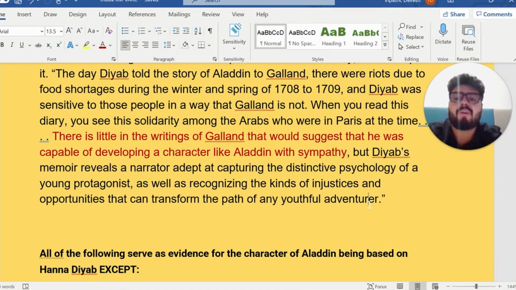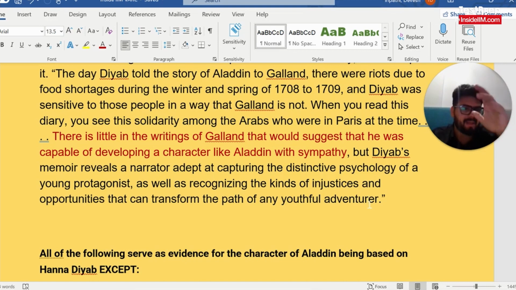But Diab's memoir reveals a narrator adept at capturing the distinctive psychology of a young protagonist, as well as recognizing the kind of injustice and opportunity that can transform the path of any youthful adventure. Fabulous, fabulous way to describe. Let's say, look, you are not the writer, he is the writer. This was all from the passage explanation.